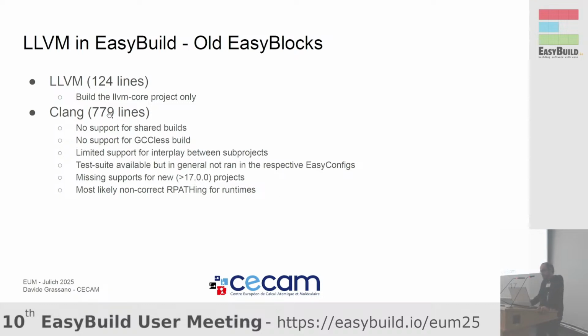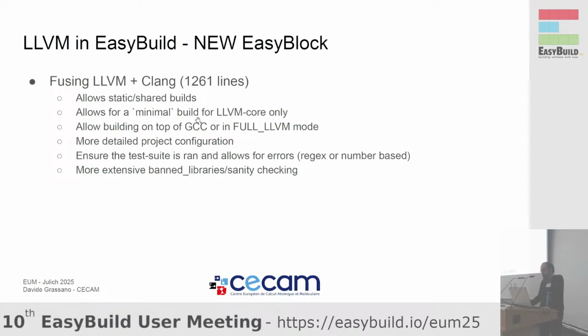And then there was the Clang EasyBlock, which did not support shared libraries, and originally was just meant for Clang, but it was actually extended to build also other projects, but still was missing several features that we wanted to implement for the new LLVM EasyBlock. And at the end, we decided not to extend Clang or LLVM independently, but to fuse the two EasyBlocks into what is basically now the new LLVM EasyBlock that has been merged into EasyBuild 5.0.